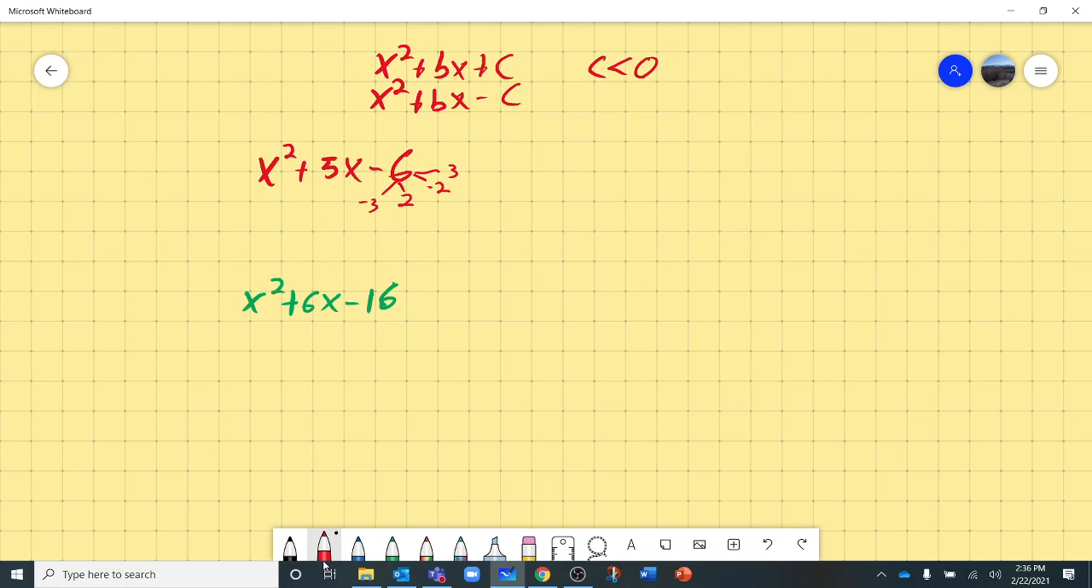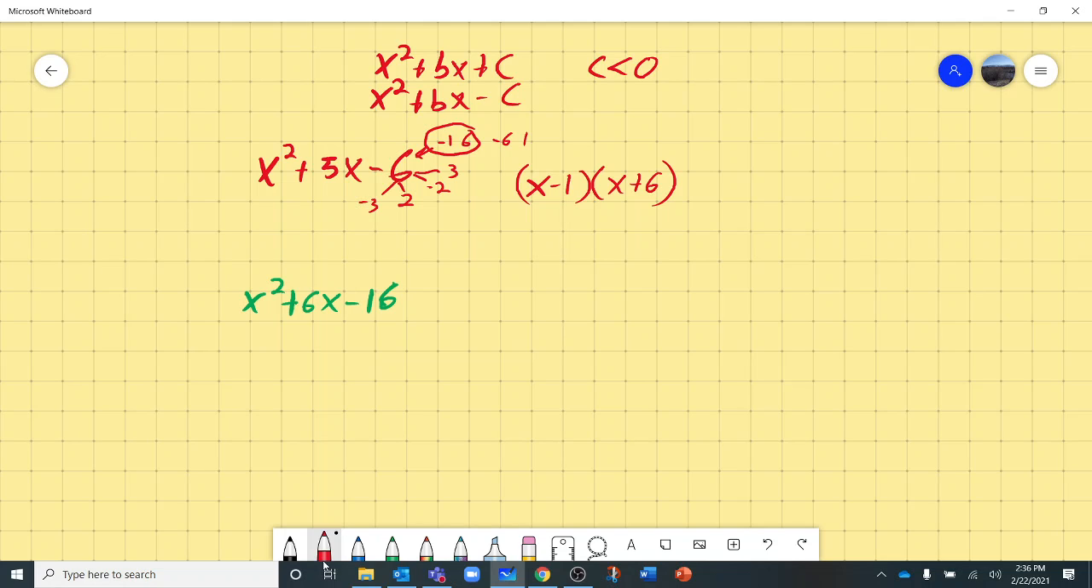And we need 5. So another factor set is negative 1 and 6, and negative 6 and 1. Because b is positive, we want this one right here. That's going to give us a negative 6 if we multiply them, and 6 plus negative 1 is positive 5. And so when we factor this, we get x minus 1 times x plus 6.